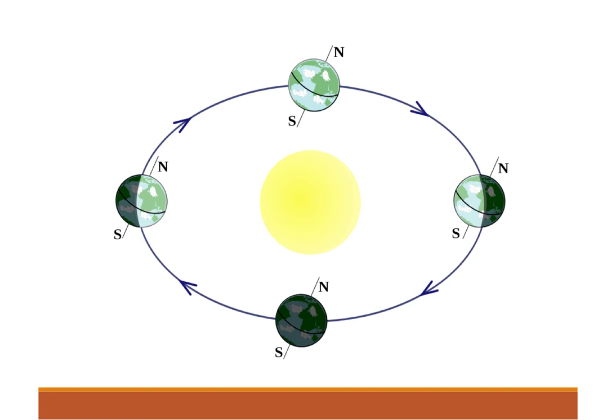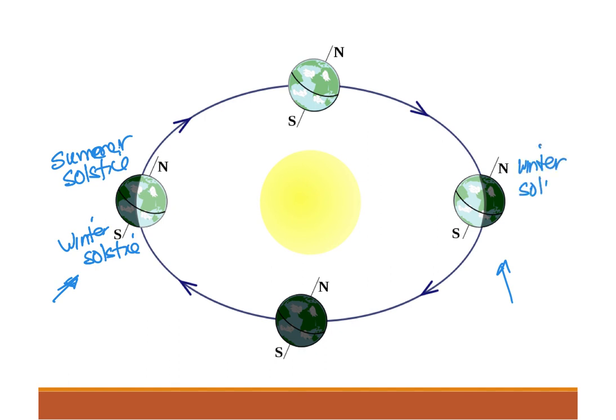So let's use what you've learned to label the solstice and equinox points on this diagram. Starting again on the left, remember this position was our summer season in the northern hemisphere and the winter in the southern hemisphere. And so this position is going to be our summer solstice for the northern hemisphere and our winter solstice for the southern hemisphere. And then all the way on the opposite side of the diagram, going all the way over here on the right, our northern hemisphere is now going to be experiencing the winter solstice. And the southern hemisphere will be experiencing the summer solstice.